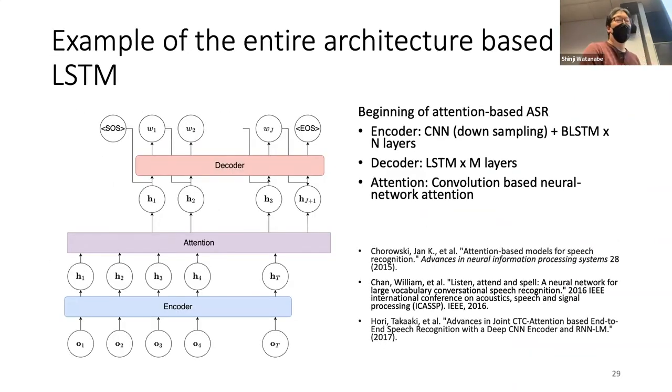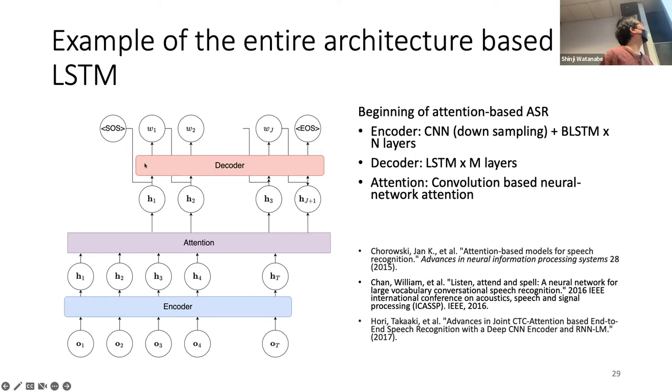Okay, so this is the entire architecture based on the LSTM, and this is one of the first approaches to realizing attention-based ASR. The first part converts the observation to the hidden state vector. For this encoder, mostly people now use CNN downsampling plus a bidirectional LSTM, and the bidirectional LSTM part usually has 6 or 8 layers. By the way, I skipped downsampling, but usually after the downsampling, the original length T can be different after the encoder, shorter.